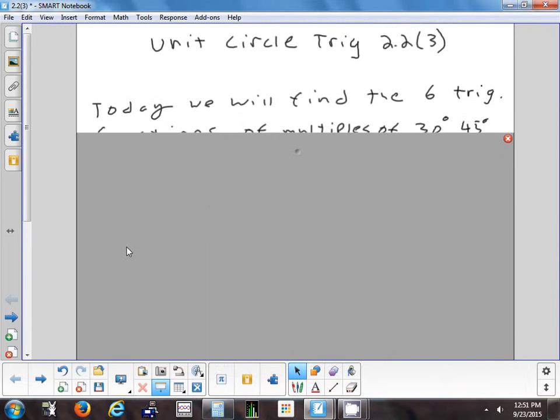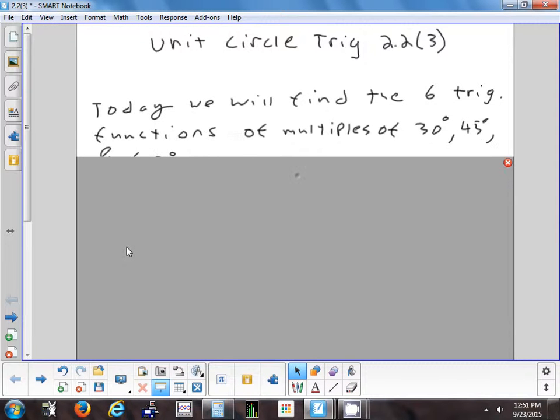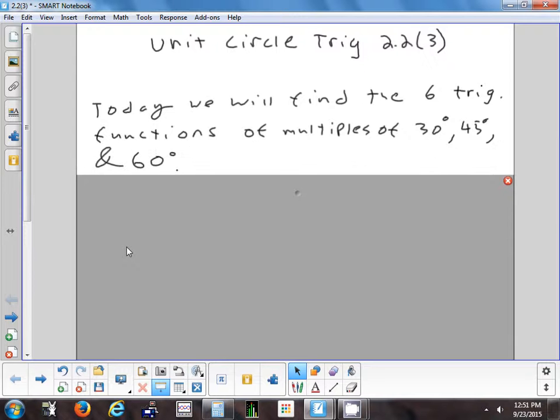Let's finish up section 2. Yesterday, we looked at angles that were in the first quadrant. We did the 30, the 45, and the 60. Today we're going to look at multiples of those angles. What that basically means is we could be in quadrants 2, 3, or 4.